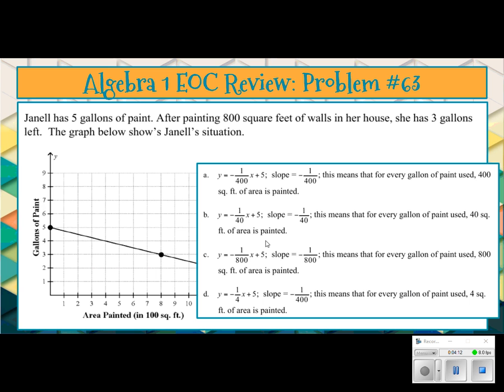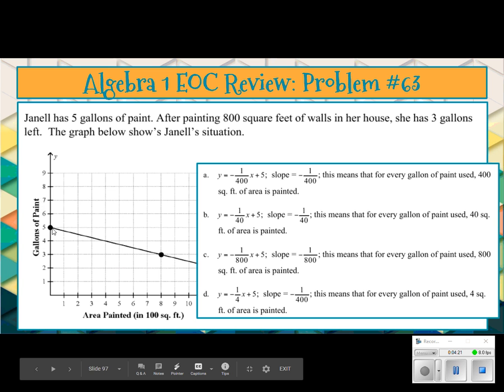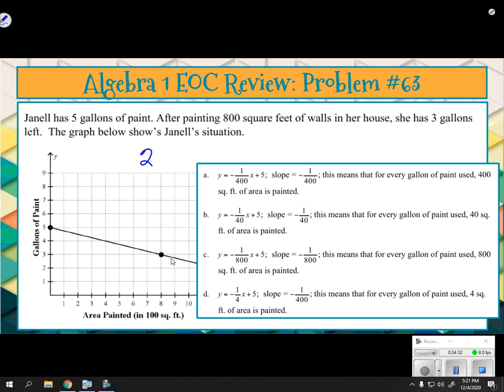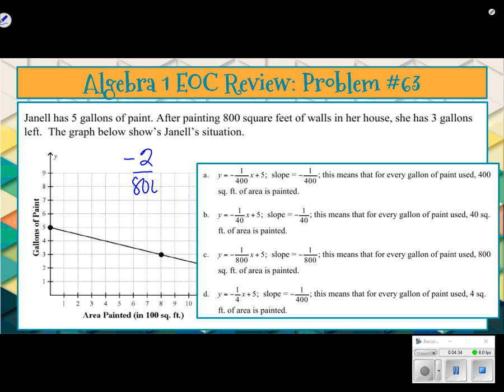So let's figure out, can we figure out what the slope is? From here we go down 2 and right, and this is in hundreds. So 2 over 1, 2, 3, 4, 5, 6, 7, 8. So 2 over, it's really 800, and it would be negative, right? -2 over 800. So I went down 2. So that's a -1 over 400. So I like A.